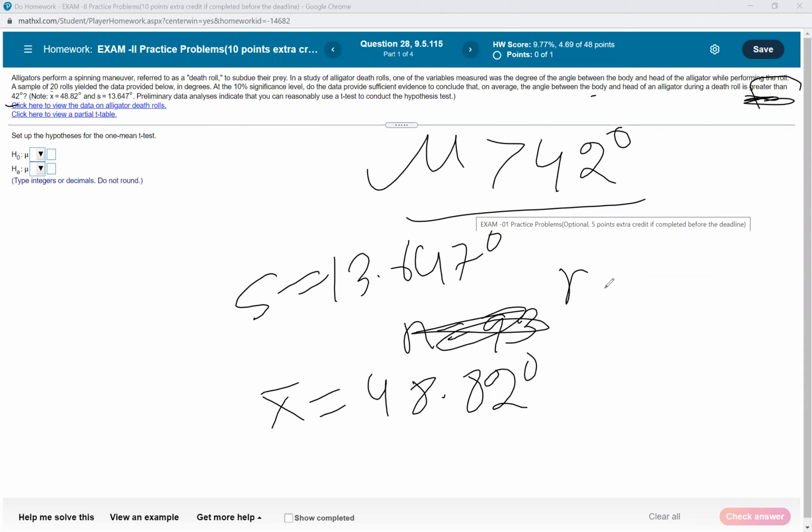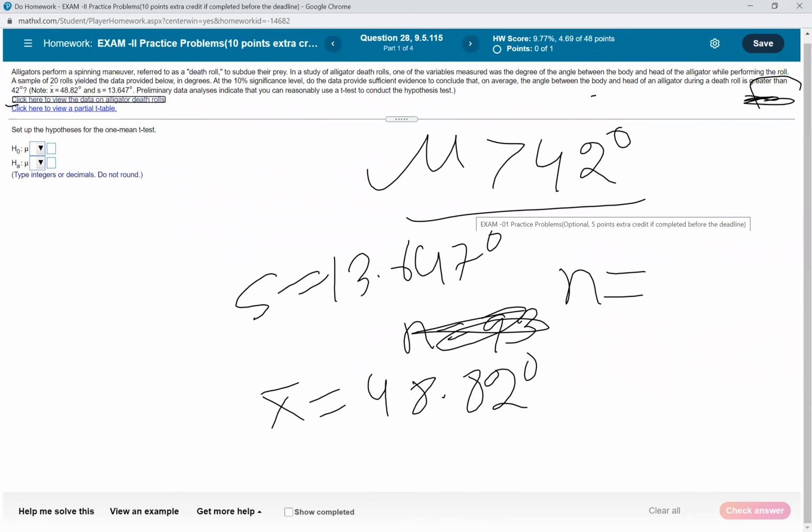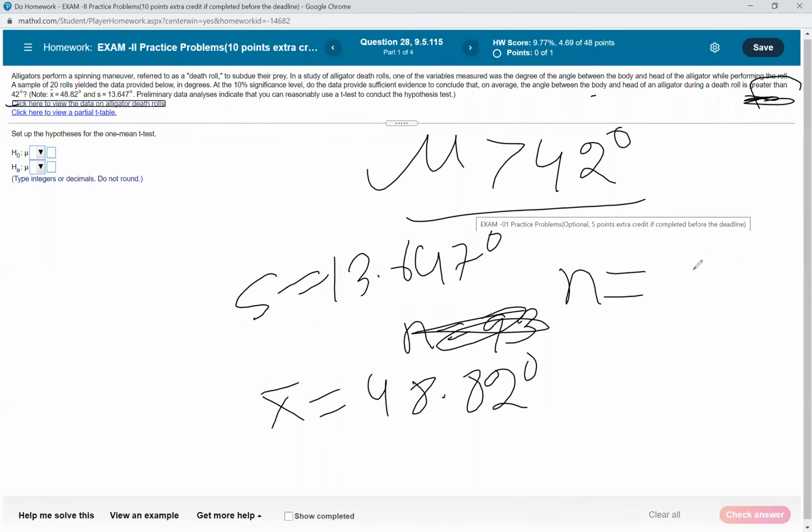And what is the sample size? n is the number of alligators. So we have the data, so you can count the number of alligators, and then you will get the sample size. Yeah, so we have 2, 4, and 1, 2, 3, 4. So total 20 observations. So that means the sample size is 20.